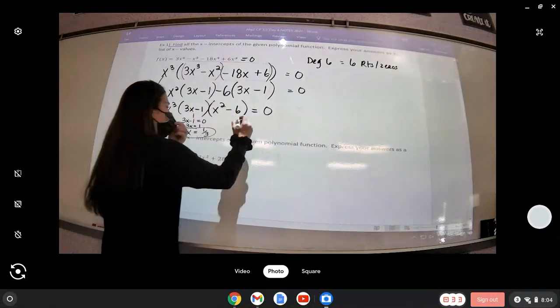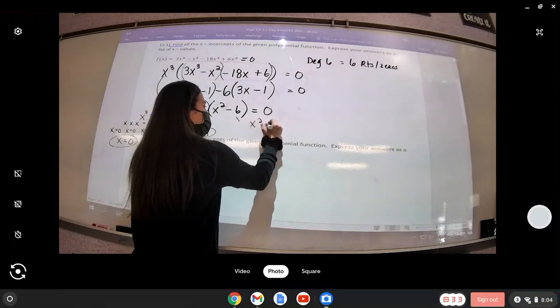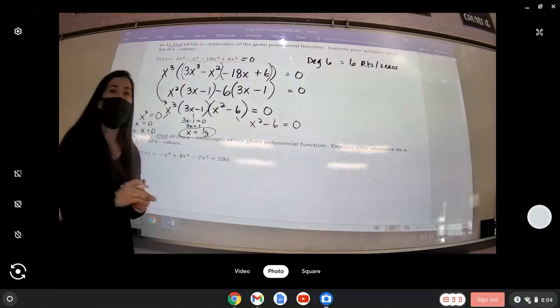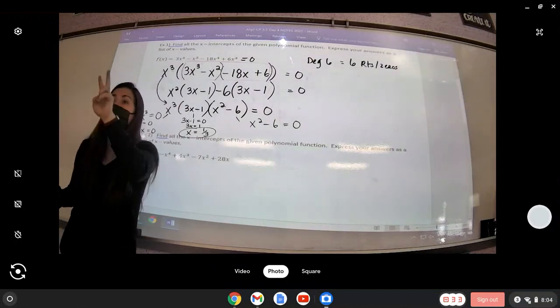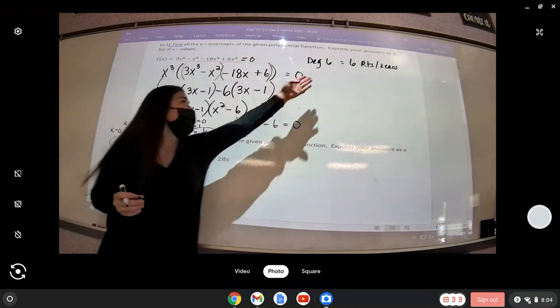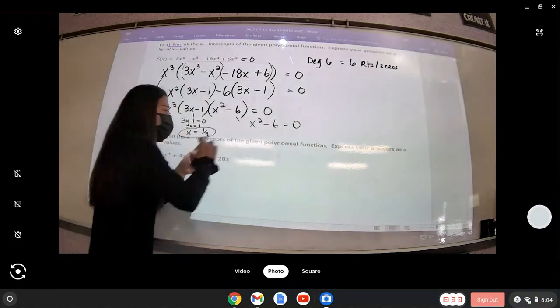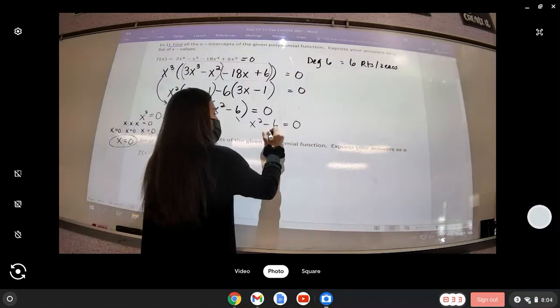And then guys, we come to the last factor. Set x squared minus 6 equal to 0. And now guys, you're solving a degree 2 equation. You should get 2 answers from this. And 2 more answers would make a total of 6. All right, so let's add the 6 over. Let's get that x squared by itself.